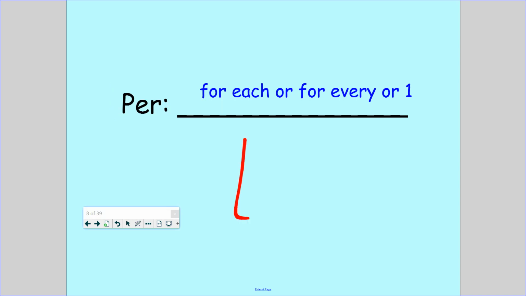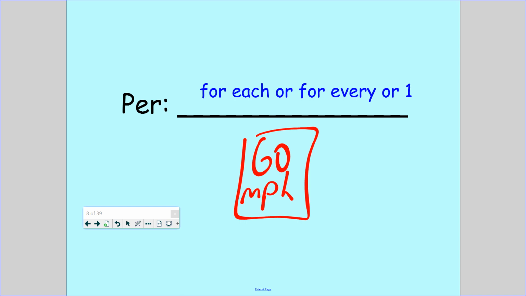You may see a street sign that says 60 mph. What does that mean to you? It means on the speed limit, you could drive 60 miles per hour. So 60 miles per hour means every hour, you're driving 60 miles. Each hour, you're driving 60 miles. An hour, you're driving 60 miles. Or 60 miles for every 1 hour.